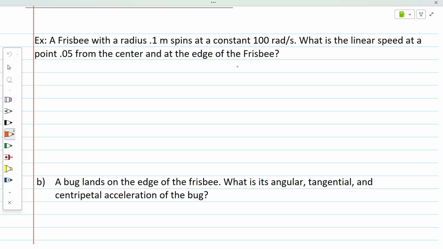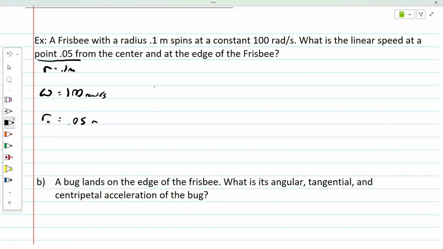So let's go ahead and define some variables first. So we know the radius is equal to 0.1 meters. We also know the angular velocity is constant, so there's no angular acceleration. And so this is our radius of the whole frisbee, but we're also asked to find this point at 0.05. So the radius, we'll say, r naught is 0.05 meters.